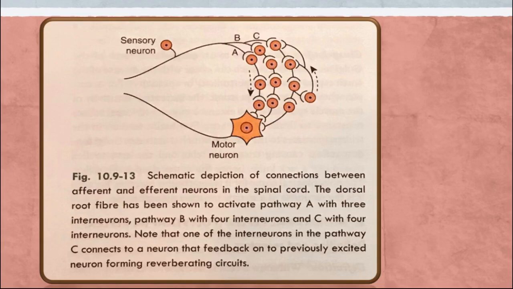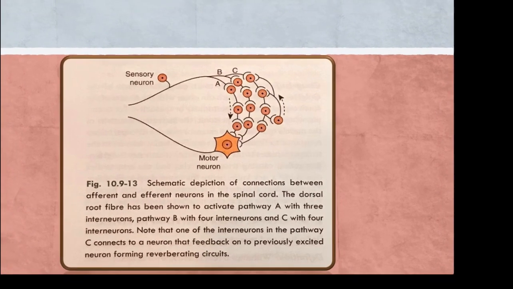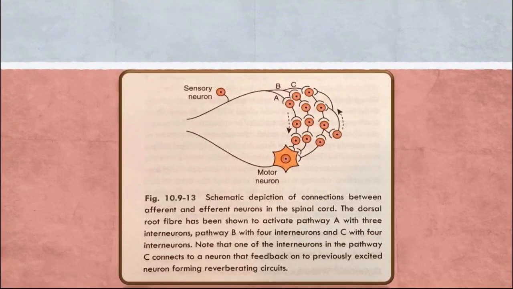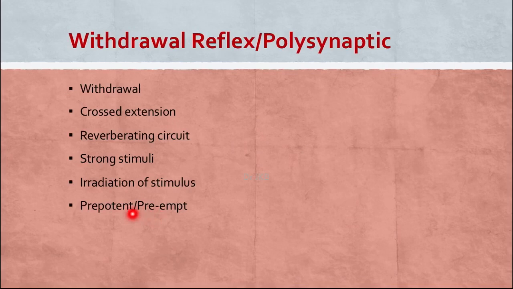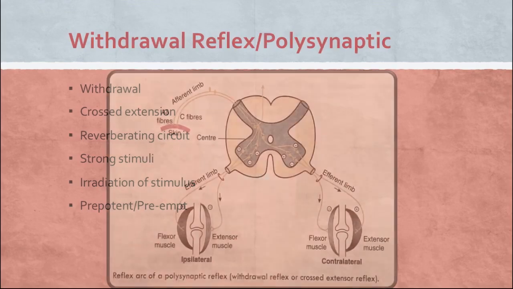So that is the withdrawal reflex. And there was one more term in the withdrawal reflex in the previous slide, that is preemptive, or prepotent. What does preemptive or prepotent mean? When this kind of strong, noxious stimulus comes, whatever reflex the spinal cord is carrying out, even if other reflexes are also taking place, the spinal cord will forget about those reflexes and concentrate only and only on this strong stimulus.